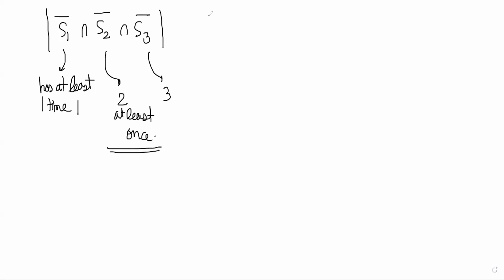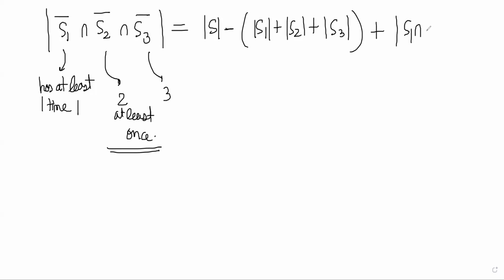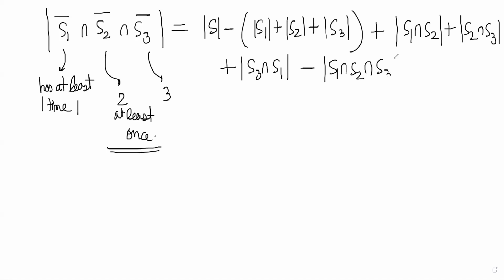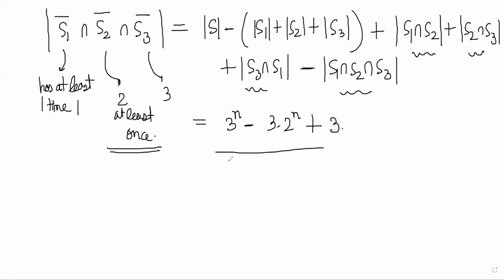So if this is what we want to find by the theorem of inclusion and exclusion, we write it like this: mod S minus mod S1 plus mod S2 plus mod S3 plus mod S1 intersection S2 plus S2 intersection S3 plus S3 intersection S1, and finally minus S1 intersection S2 intersection S3. This is my theorem of inclusion and exclusion. There are 3 terms with 2 at a time and 1 term with 3 at a time. And this is simply 3 power n minus 3 times 2 power n plus 3. That is your answer for this question, right?